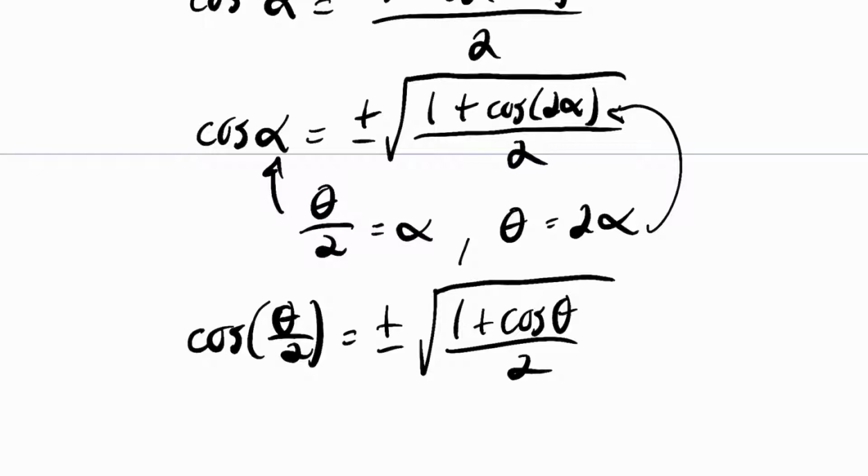Now, this plus or minus, you have to choose based on which quadrant you're in. The formula cannot do that for you. So choose based on the quadrant.